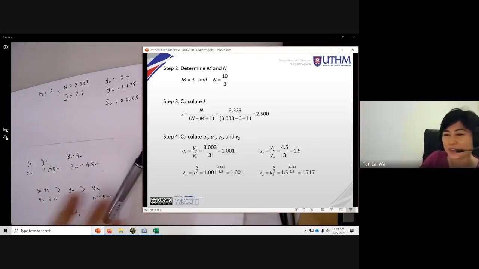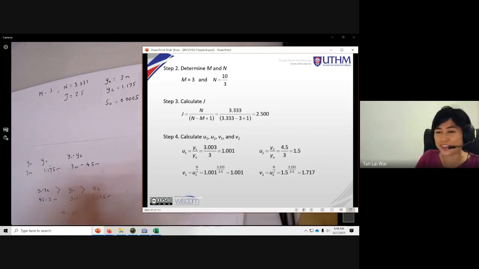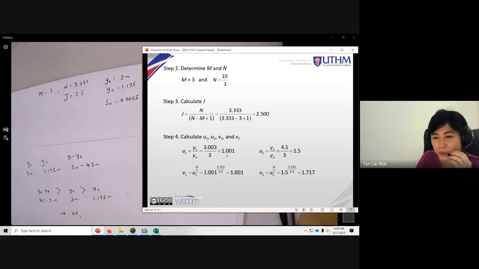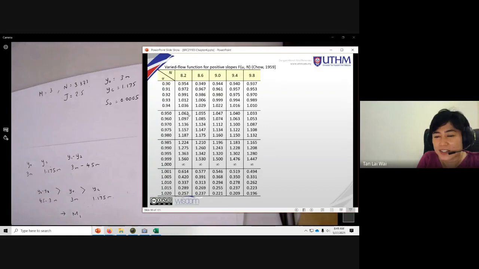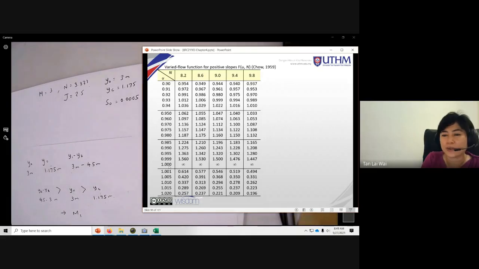Here's the thing, this one you have to listen carefully. If you use Y1, 3 meter, 3 divided by 3, your U1 would be 1. Now let's look at our table here. When U is equal to 1, there is no value, it is infinity. So you cannot use U equals to 1.